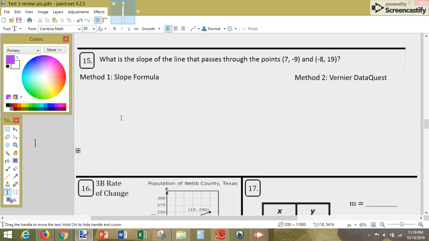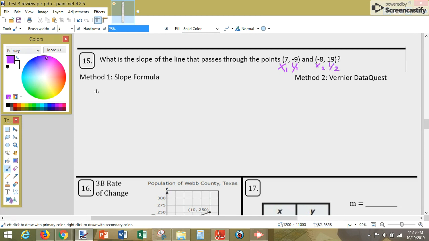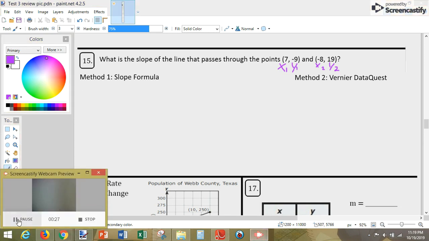Let's look at the next one. Number 15. What is the slope of the line that passes through the points (7, -9) and (-8, 19)? I'll show you both methods on this one just like on number 14. So let's label our points: x1, y1, x2, y2. Plug them into the slope formula.